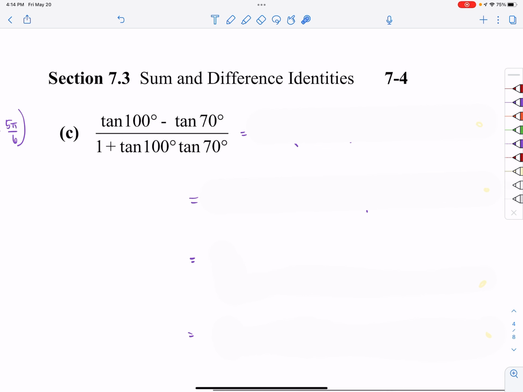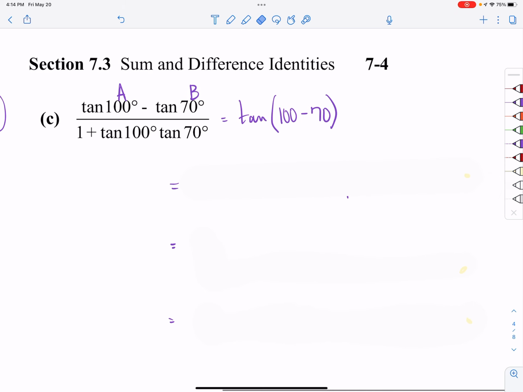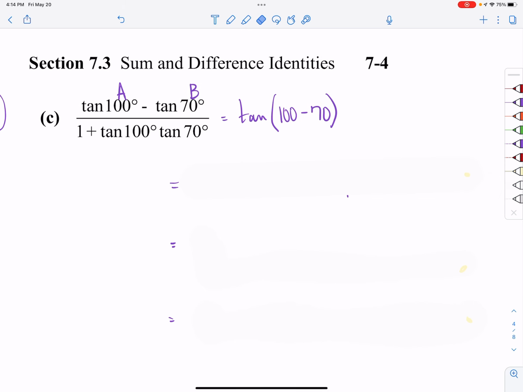All right, so we can see here that our 100 is our angle A, our 70 is our angle B. And so when we write down the left side of the equation, the left side of the identity, it's going to be tangent of 100 minus 70. When we subtract, we get tangent of 30.